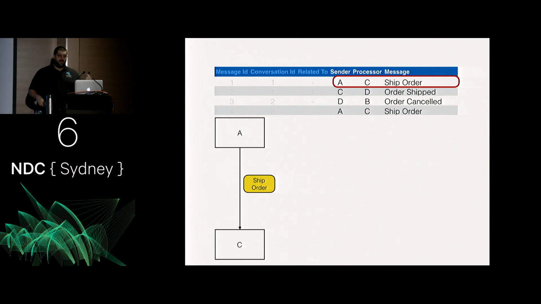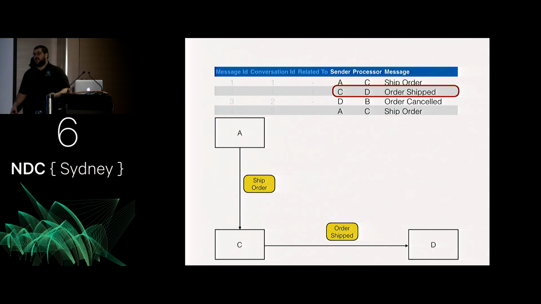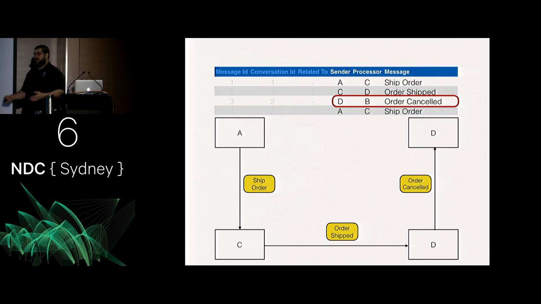If we look at the first row, we can start to draw part of our diagram. So we know about endpoint A and endpoint C, and we know about ship order between them. If we look at the next row, we can add any new information we find to the diagram as we go. So now we already knew about endpoint C, but now we know about endpoint D and the order shipped event. If we keep going, once we've been through the entire audit trail, we can actually build up a reasonable picture of all of the endpoints that make up our system and all of the messages that flow between them.